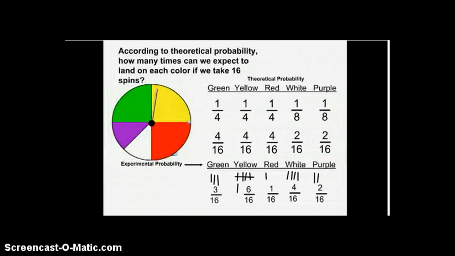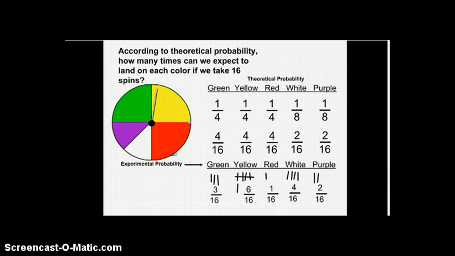Now let's compare the experimental probability to the theoretical probability. For green, we see that it actually occurred 1 time less than what we expected. For yellow, we actually had it occur 2 more times than what we expected. We expected it 4 and we got it 6. For red, we expected it 4 times, but it only occurred 1 time. For white, we expected it twice, but it happened double that, it happened 4 times. And for purple, we expected it twice according to theoretical probability, and it actually happened twice. So purple is the only color for the experimental that matched the theoretical.